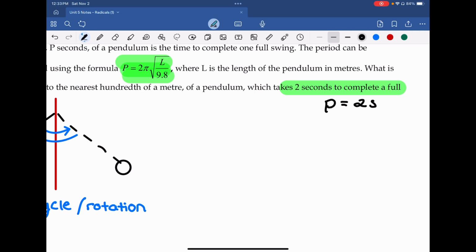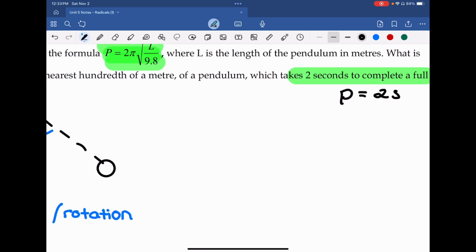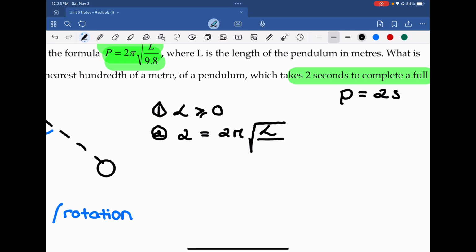Now that we know our period is 2 seconds, let's plug it in and figure it out. First and foremost, we need to establish our restriction. Our L must be greater than or equal to 0 because we're not going to have a length of a pendulum that's negative. That wouldn't make sense. Now, once we've stated our restriction, we can actually solve this. Period, which is 2, is equal to 2 pi times the square root of the length of the string over 9.8, which is the gravity.